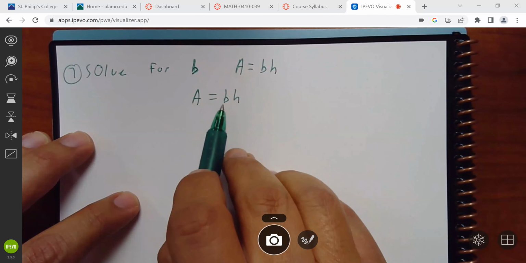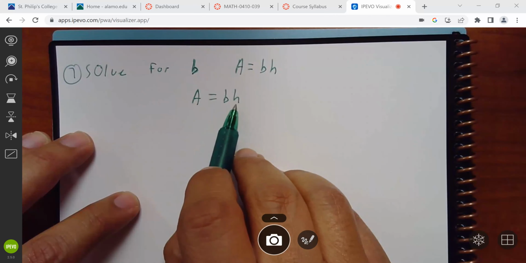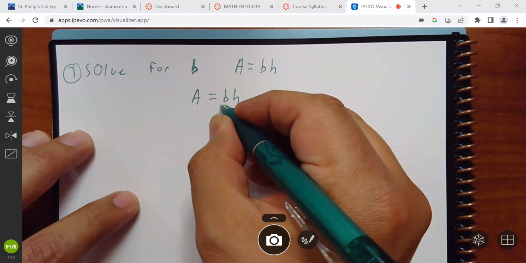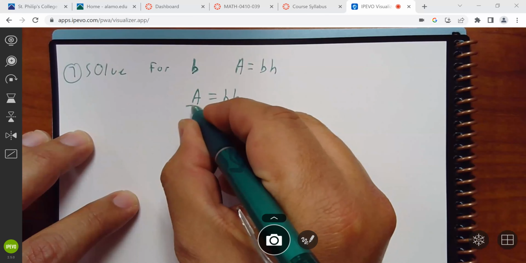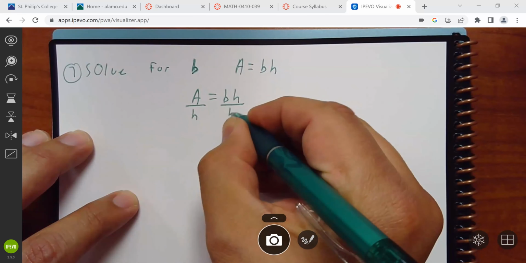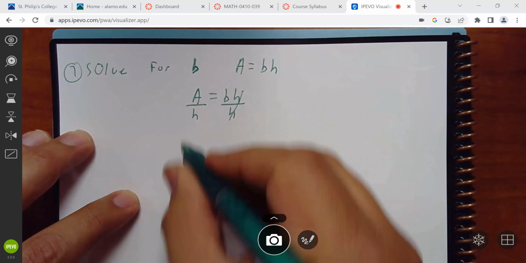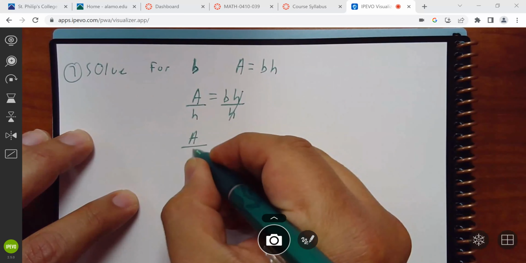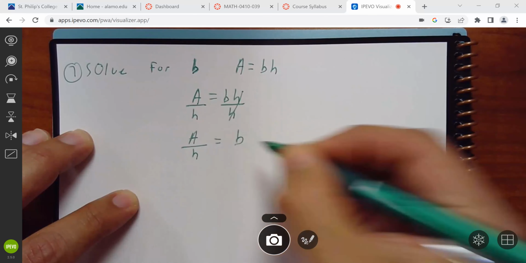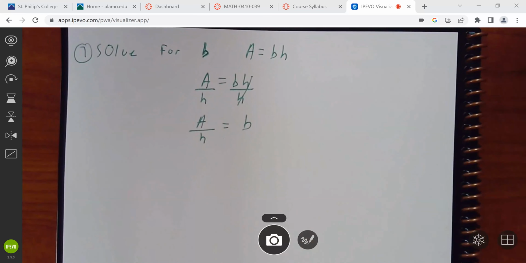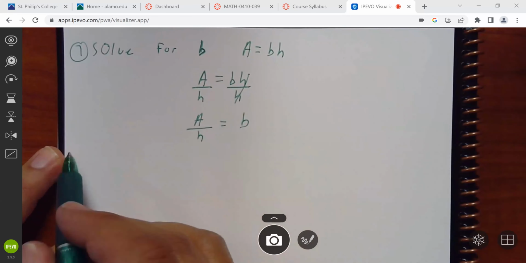What'd you do first? You want B by itself? H is in the way. Get rid of it. Now we know that A over H is equal to B. All you gotta do, oh snap, one step. Any questions on 7?